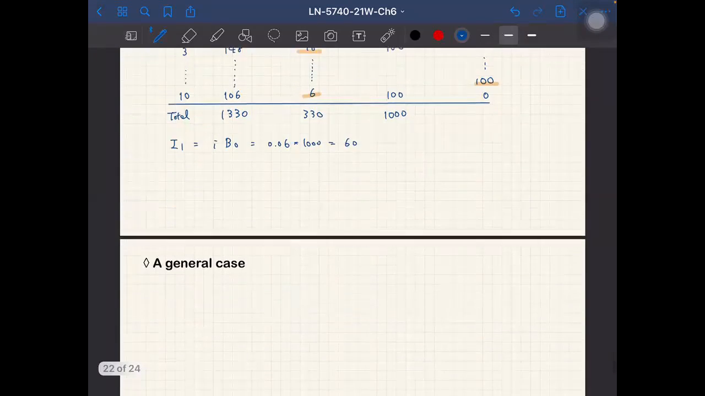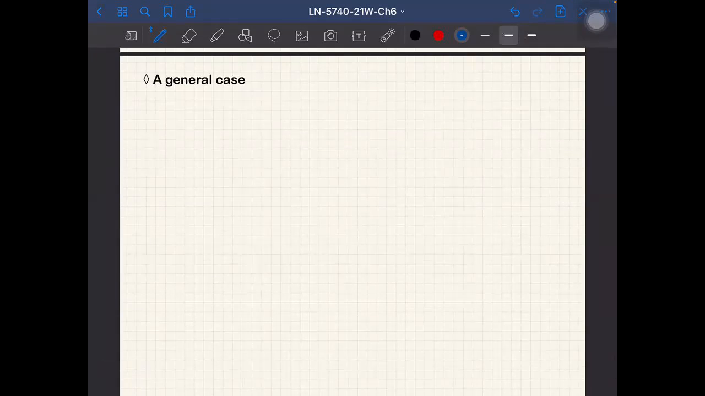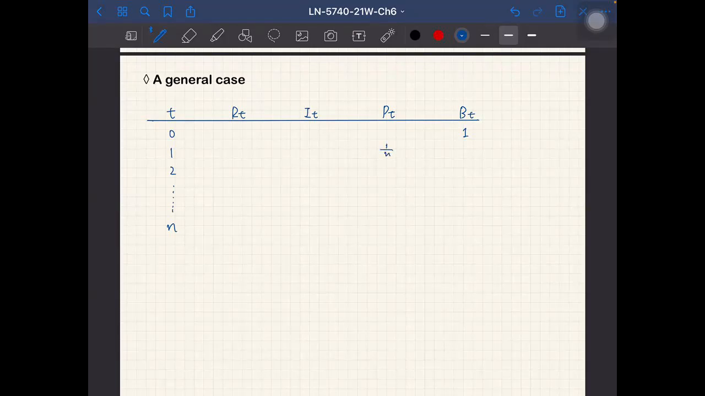Now we generalize this case a little bit. In the standard case, it's convenient to make the balance at time 0 equal to 1. So we have t, R_t, I_t, P_t, and B_t, and we assume that t is equal to 1 to n. At t equal to 0, the balance is 1. Then with equal principal payments, P_t is equal to 1 over n each time, for times 1, 2, up to n. So the total principal repayment is equal to 1.